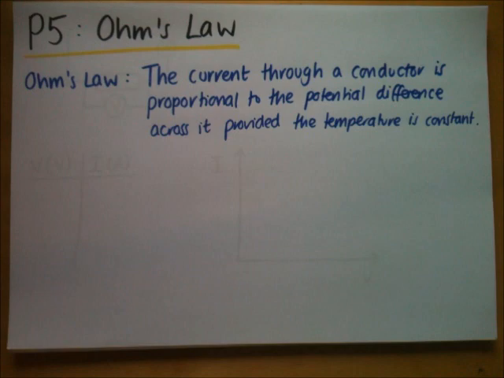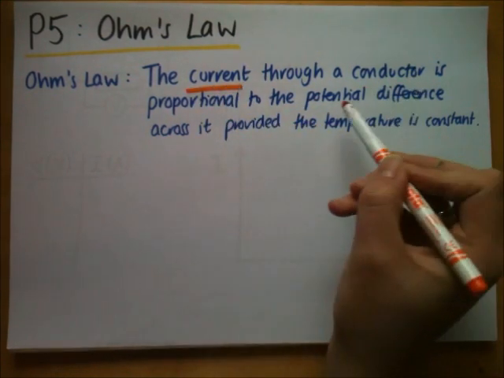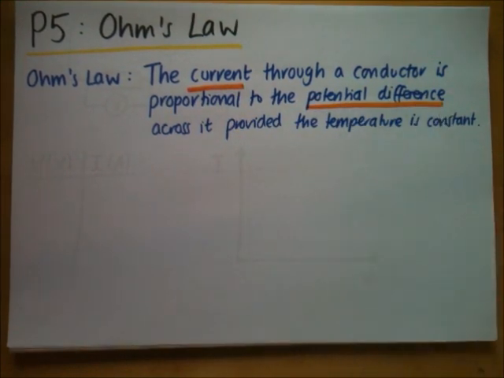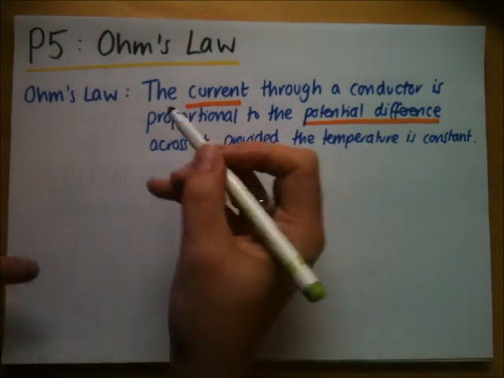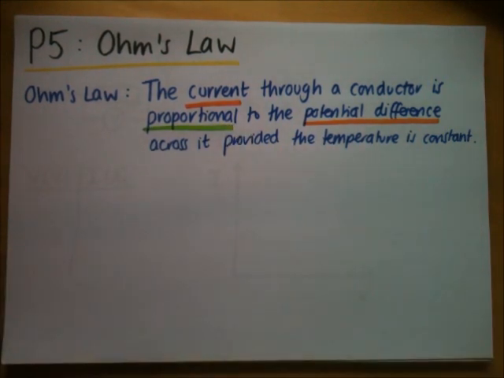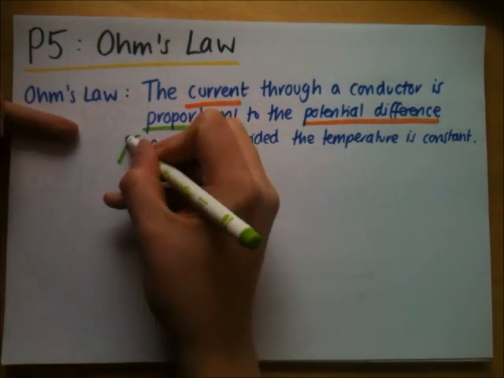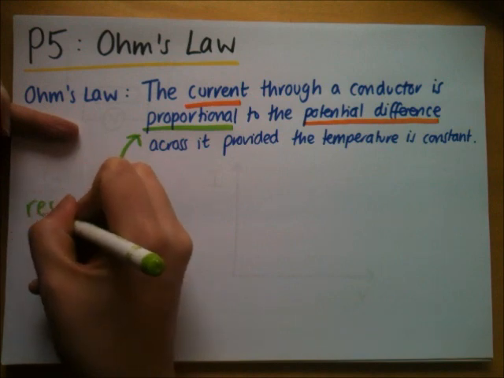So, it's telling us that current and potential difference are related. Now, this word proportional here, I'm sure you've come across it in maths, but that just means that we can write a sum about it, okay? So if it's proportional, we can write an equals kind of sum. And that sum is really, really important.